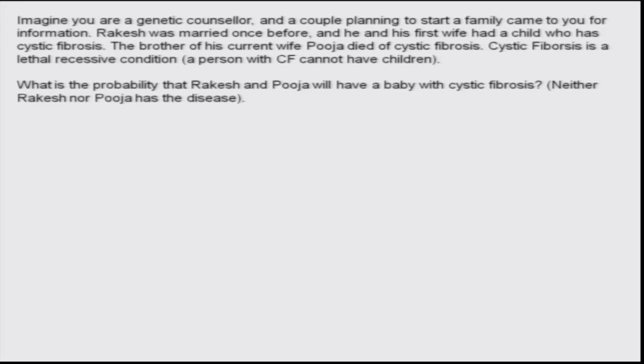This individual, Rakesh, was married once before, and he and his first wife had a child who has cystic fibrosis. It is a disease that is really severe, and the person does not survive long. The brother of his second wife Pooja had cystic fibrosis and he passed away. Cystic fibrosis is a lethal recessive genetic disorder, and of course they can't have children because they don't survive that long. So, as and when you have a homozygous condition for the recessive allele, it does not go to the next generation normally.